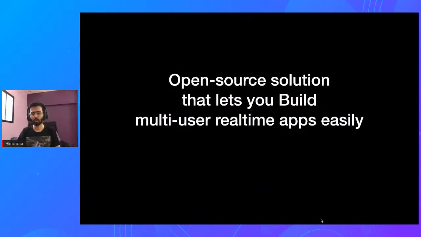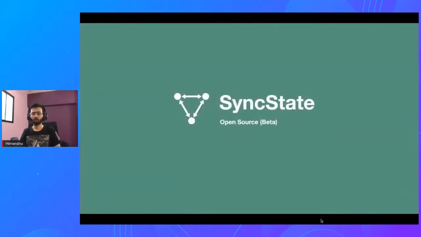Okay, so this open source solution should allow you to build multi-user real-time apps easily. That's what we wanted when we built SyncState. So it's an open source library. You can try it out, but it's still in beta. So I won't say it's production ready, but we have some basic use cases ready.